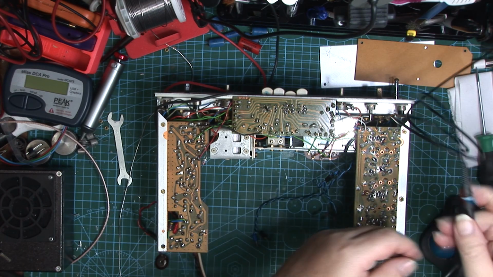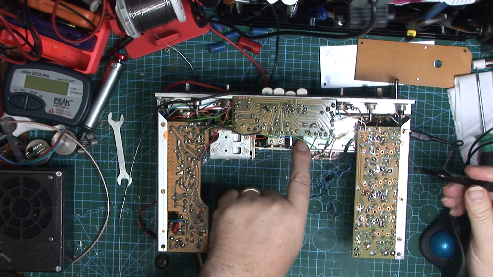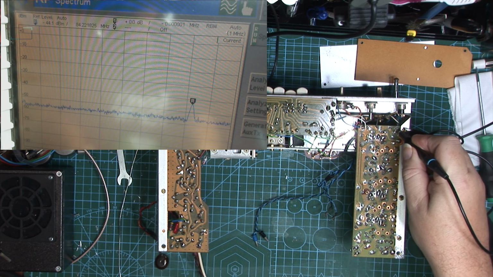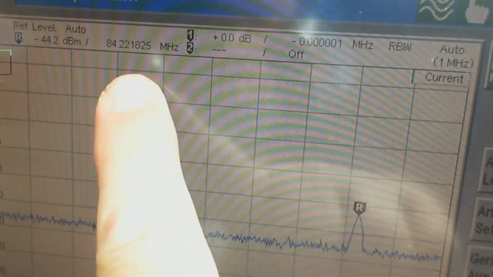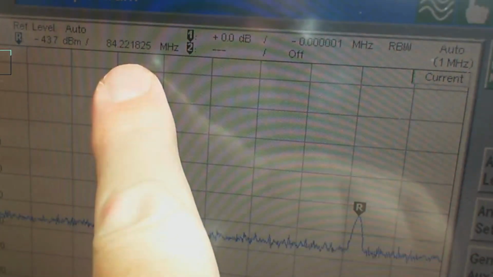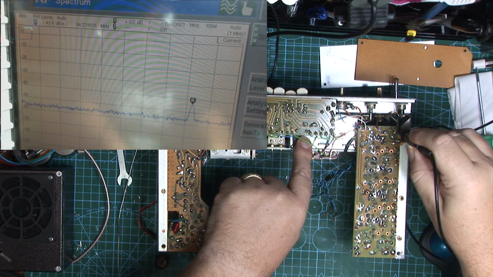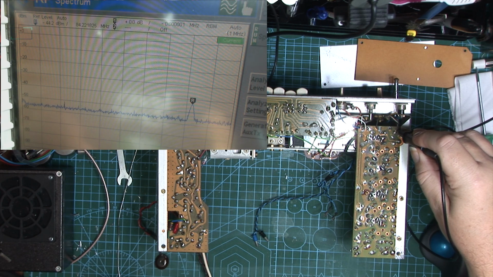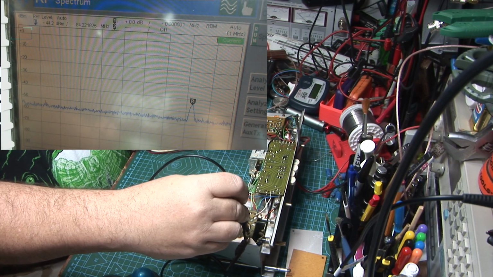So how did I find out that the transistors were all not very good? I used my spectrum analyzer, of all things, just to make sure that the oscillator in the FM module was running. I've put the probe on the IF input to the FM IF strip board. I'm going to point it out with my finger on this screen up here. You can see this 84.221825, that's the frequency coming out of that RF oscillator, and that is your raw frequency. Now if you add the IF to that, 10.7, you should get around about 90-95 megahertz, which is close enough for this purpose of testing.